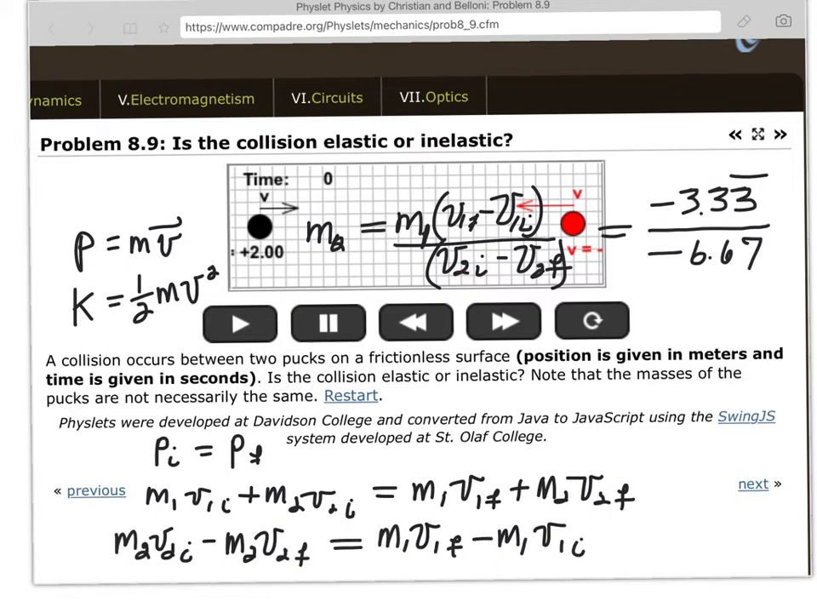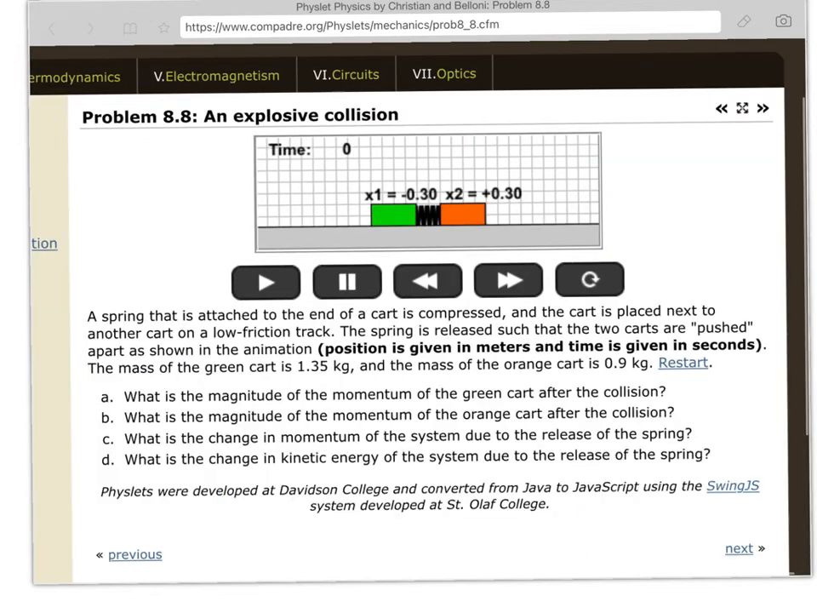So anyway, this comes out to be a factor of a half, and so the red mass is half the mass of the black mass, and that explains why its change in velocity is double that of the black mass, because it's only half the mass. So M2 is 400 grams, and with that you can do all the calculations and get them correct.